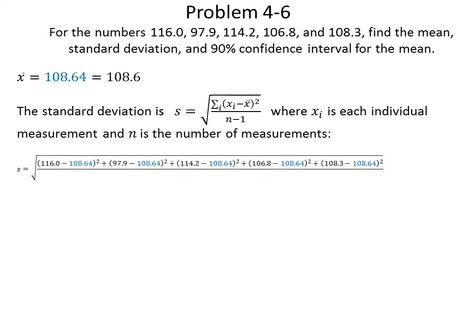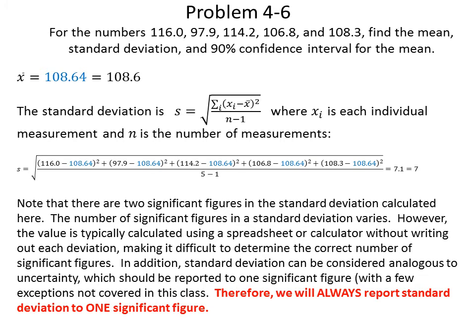And with the other three measurements, we complete our numerator. We then divide this by the number of measurements minus 1. And we take the square root, and we find that our standard deviation is 7.1 and rounds to 7. Note that there are two significant figures in the standard deviation calculated here.